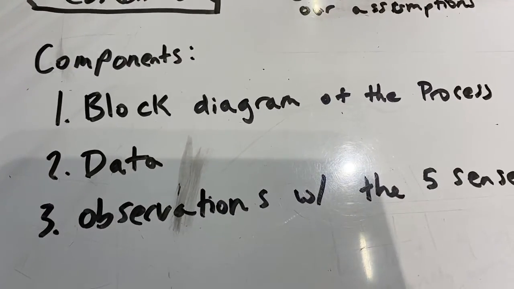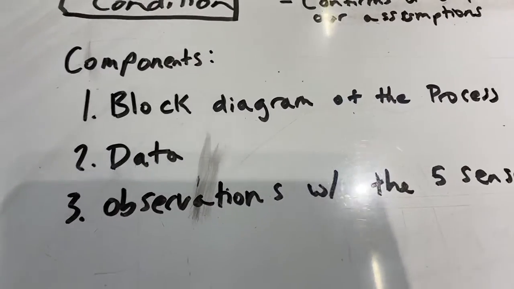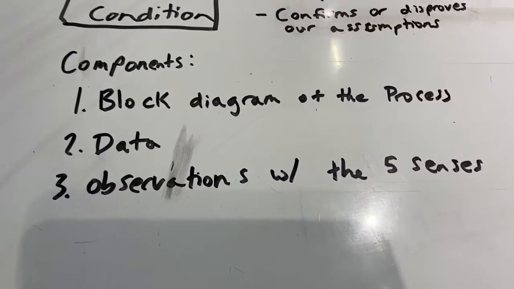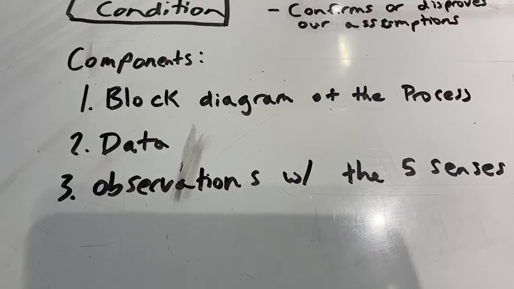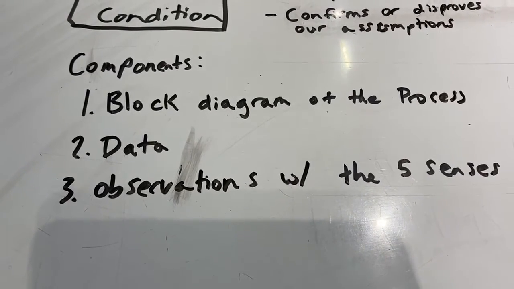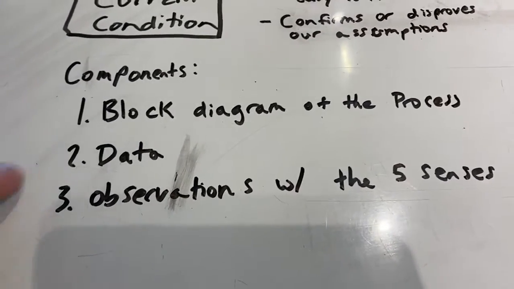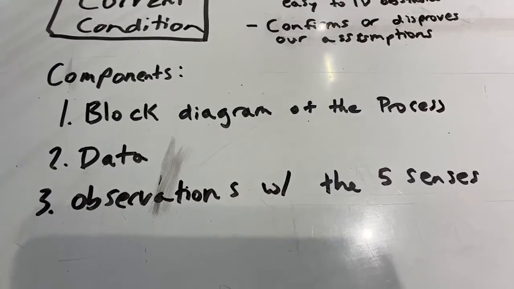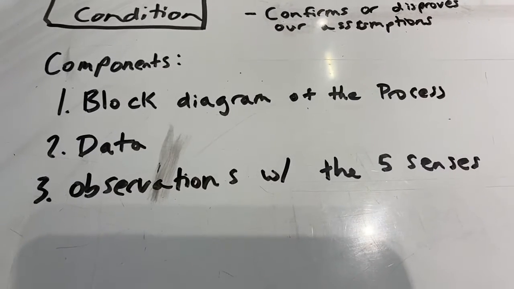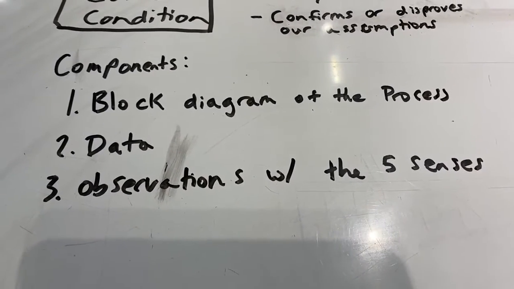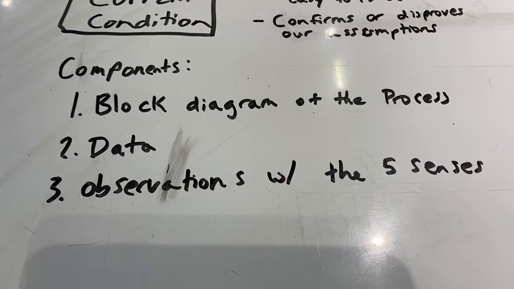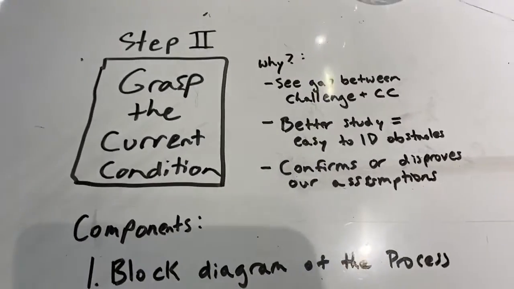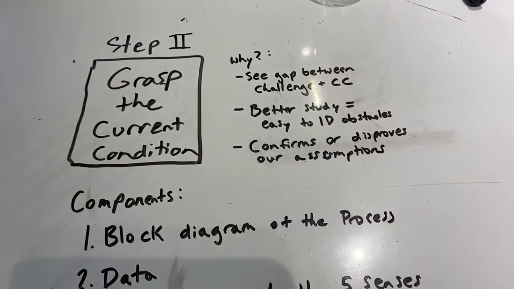Block diagram of the actual process and how it's working today. Current data of that process, which in a manufacturing or industrial process is maybe going to be easier, but don't let that be a cop-out. And then the last thing, observations that you can make using your five senses. So just a list of observations should also be on your kata board. If you have any questions about this very important step, please see Tucker, Ken, or Jeff.